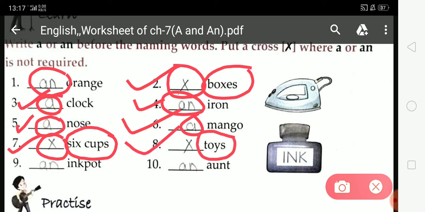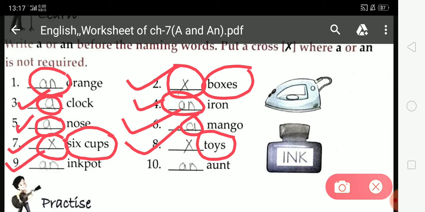Now come on eight, twice. Twice, here s is added with twice, it means there is more than one twice. So student, here we cannot use a or an before the twice. So student, here you have to put a cross before the twice.